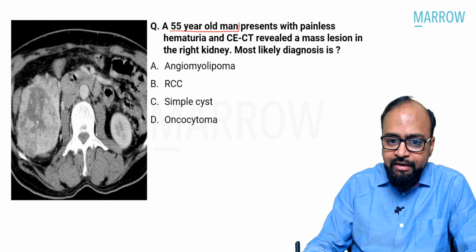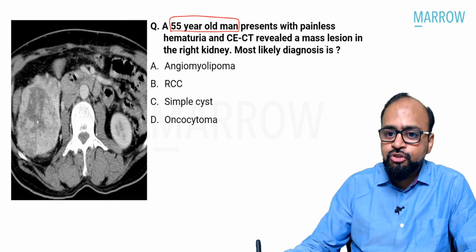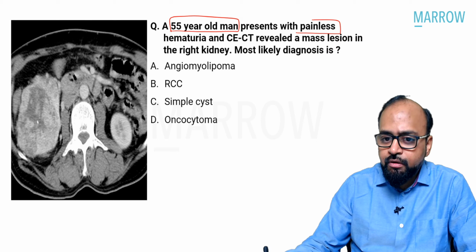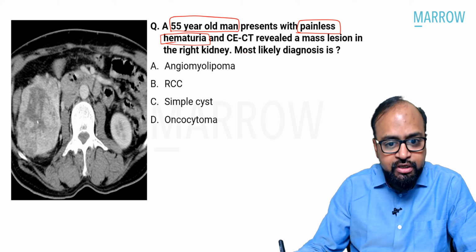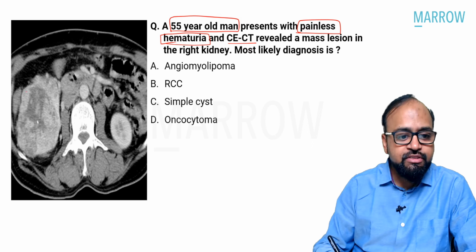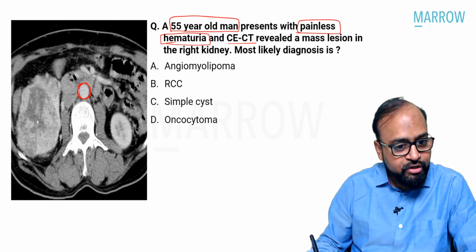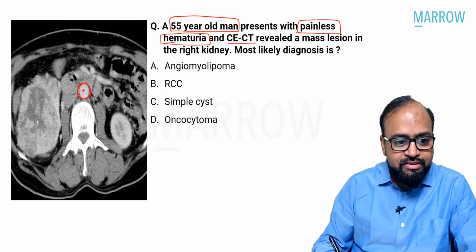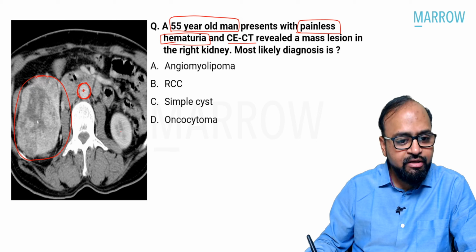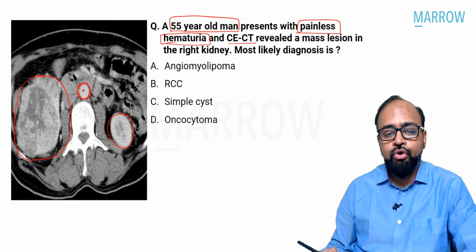Now see here, a 55-year-old man, so an elderly man, presents with painless hematuria. Contrast enhanced CT reveals a mass lesion in the right kidney. So see, this is a contrast enhanced CT. Look at the aorta, it is appearing hyperdense. This is the right kidney. See, a heterogeneously enhancing mass lesion in the right kidney. The left kidney looks normal.